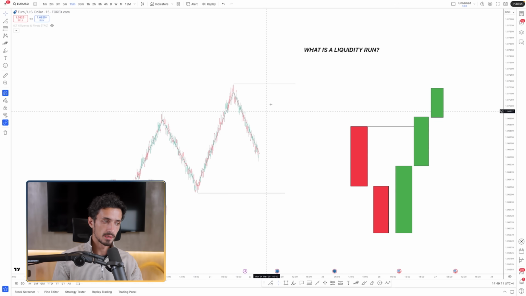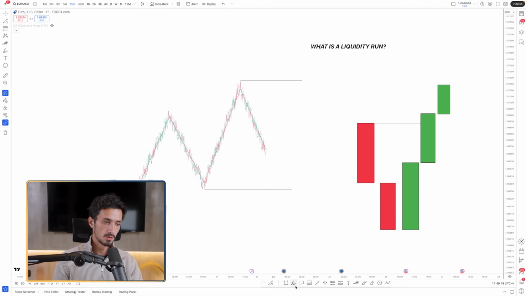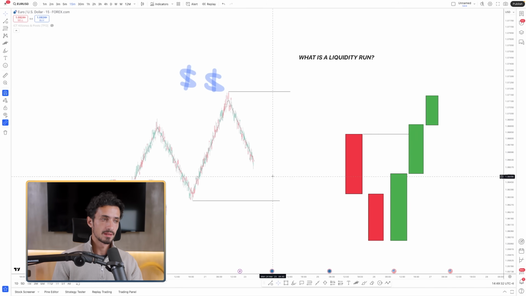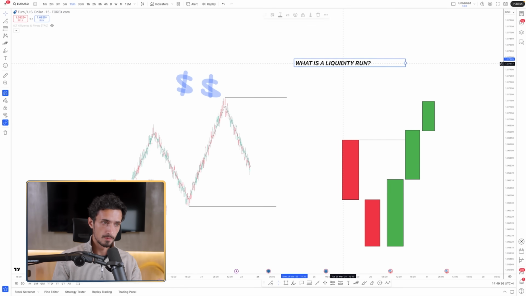Now, the market is bullish, but there are obviously still sellers inside of this price level. So when a seller has their position up here, their stop losses act as buy-side liquidity. And then you also have breakout traders that act as buy-side liquidity. A liquidity run is when that liquidity is used to fuel a move.